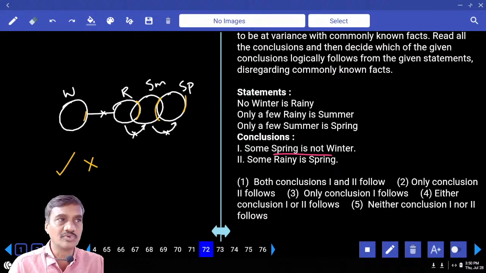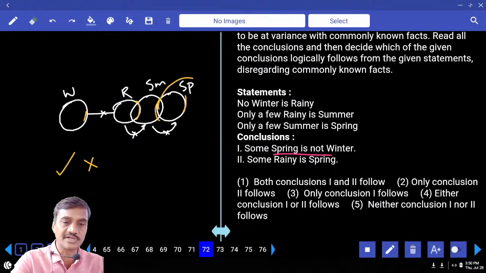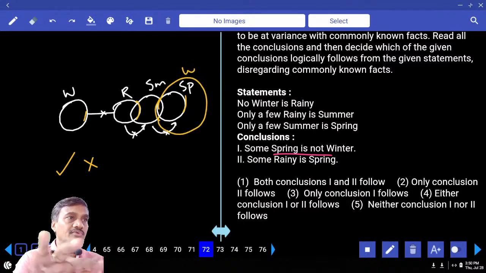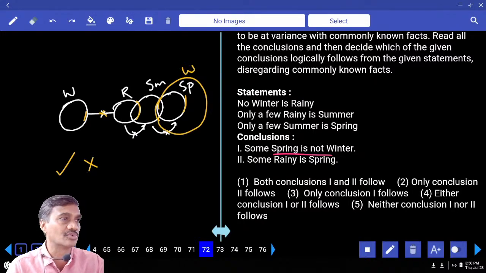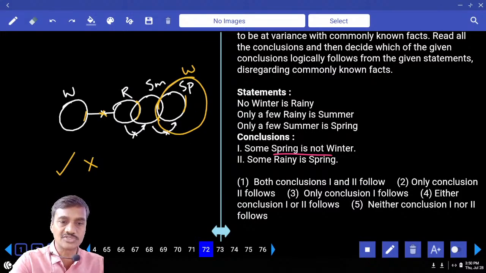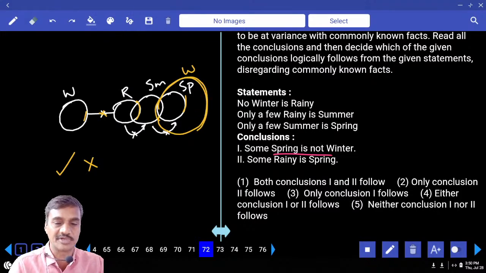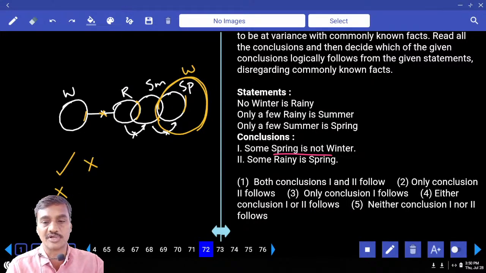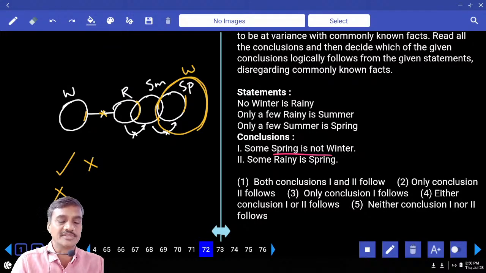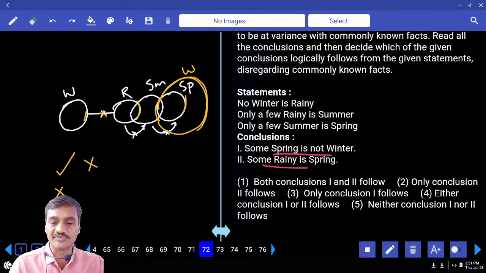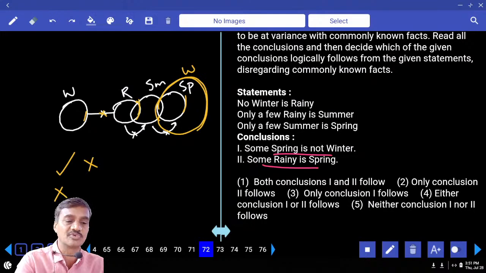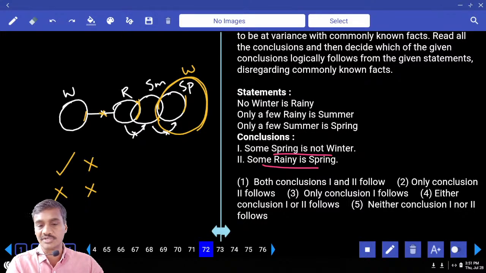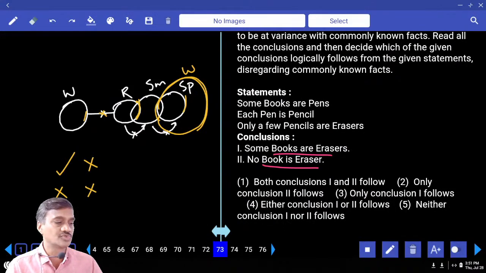Now I need to prove all spring are winter. Negative conclusion. All spring are winter అంటే వింటర్ ఇలా రాసుకోవచ్చా లేదా? వింటర్ దేంతో కలవకూడదు చెప్పండి? రైనీతో కలవకూడదు. రైనీతో కలవకుండా ఈ విధంగా రాస్తే ఆల్ స్ప్రింగ్ ఆర్ వింటర్ అని ప్రూవ్ అయింది కాబట్టి సమ్ స్ప్రింగ్ ఆర్ నాట్ వింటర్ ఫాల్స్. అండ్ అట్ ద సేమ్ టైం ఇంతకు ముందు ఫాల్స్ అయిన అఫర్మేటివ్ కన్క్లూజన్ సమ్ రైనీ ఆర్ స్ప్రింగ్ ఇప్పుడు కూడా ఫాల్స్ అయింది. అండ్ సో వాట్ ఇస్ యువర్ ఆన్సర్? Neither one nor two. Choice 5, question number 72.